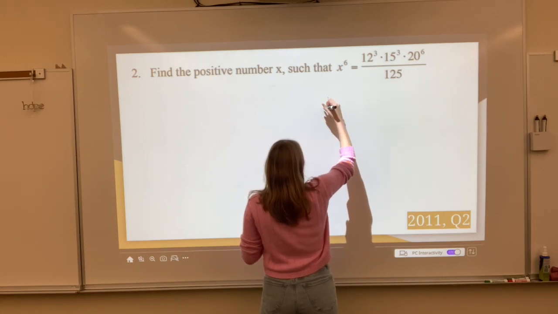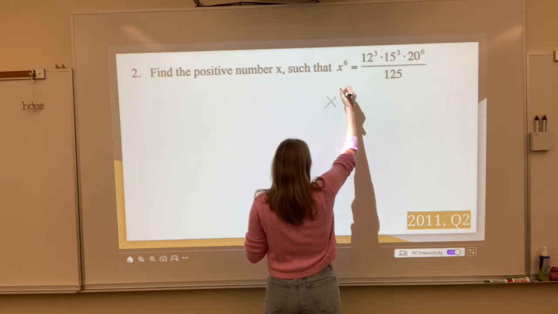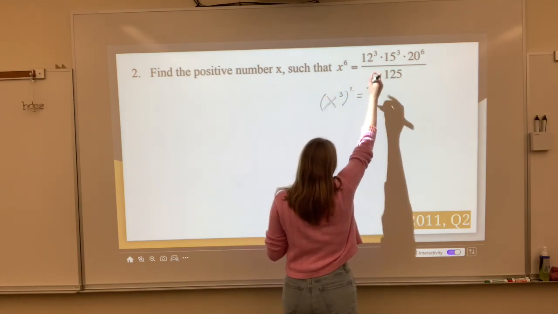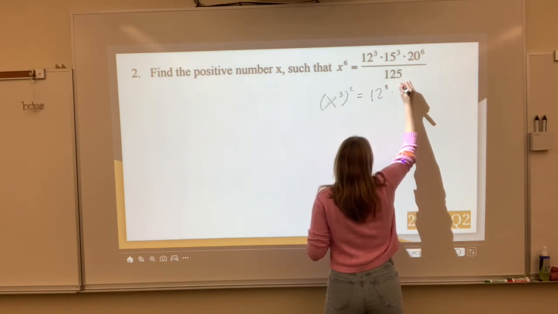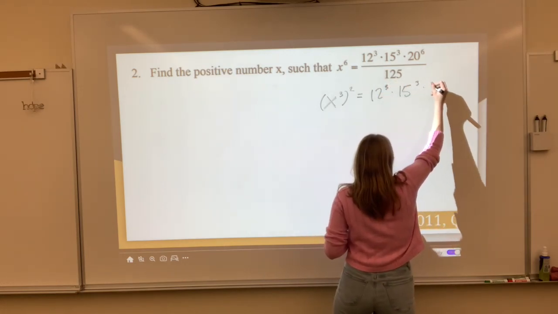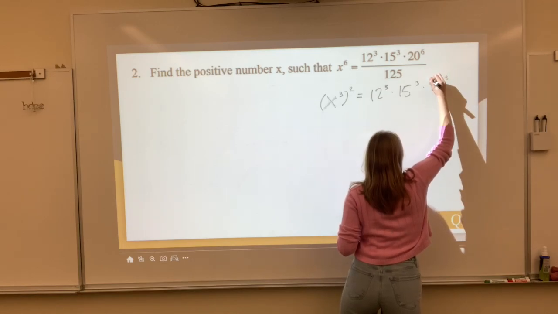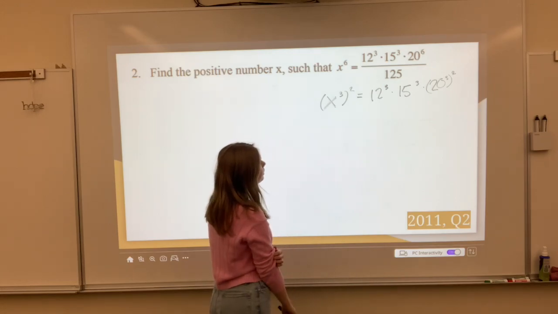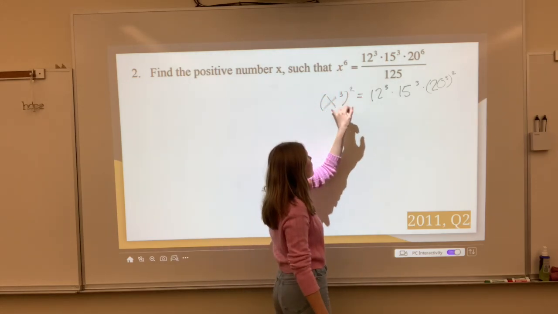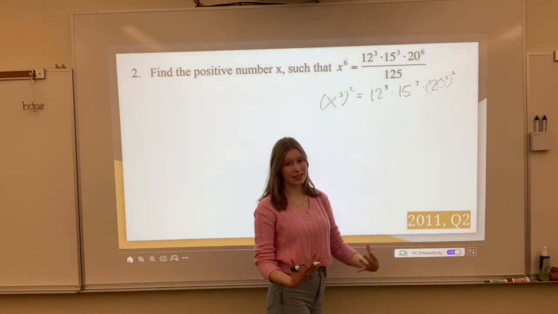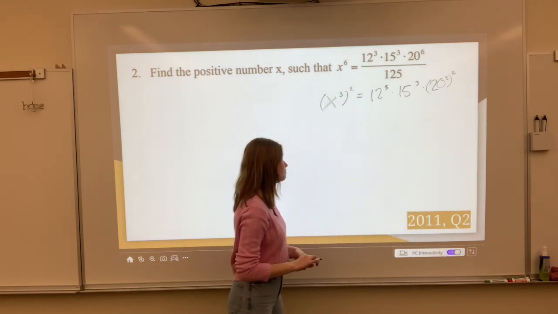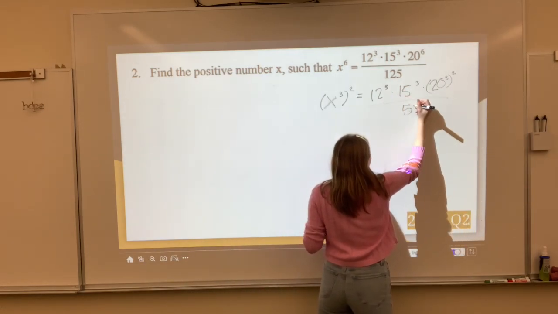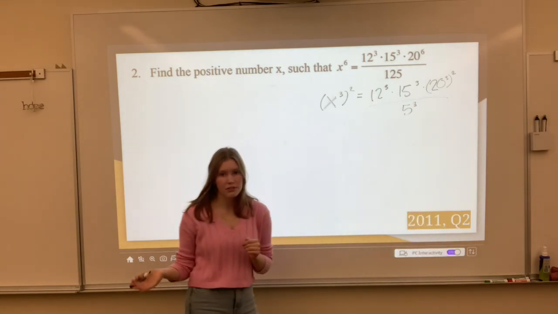So I'm going to rewrite x to the 6th as x cubed squared, equal to 12 cubed times 15 cubed times 20 cubed squared. Hopefully you all see how I just split up the 6 here. X cubed squared is the same as x to the 6th because you multiply these exponents. We're going to write all over 5 cubed, because 5 cubed is equal to 125.